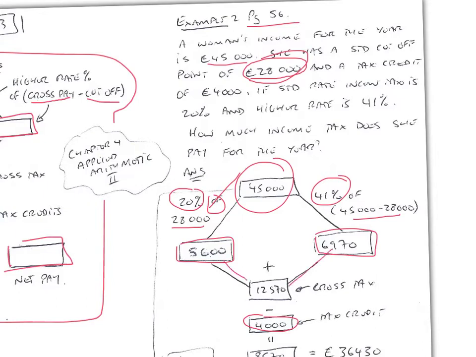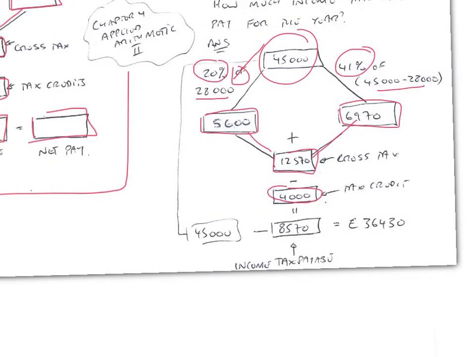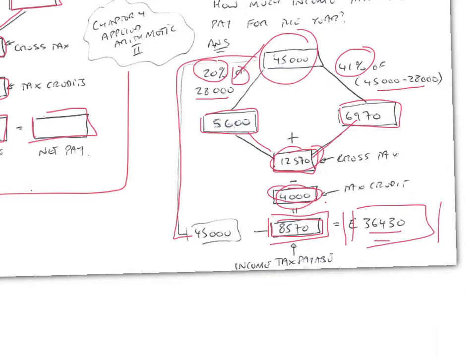Well, you'll add these two to get the gross tax. You'll take away her tax credits, which is 4,000, and basically her income tax payable is this minus this. That's the answer. And just out of interest, if you did put her gross pay there and you took the tax payable, that's her net pay. That's what she takes home at the end of the year.